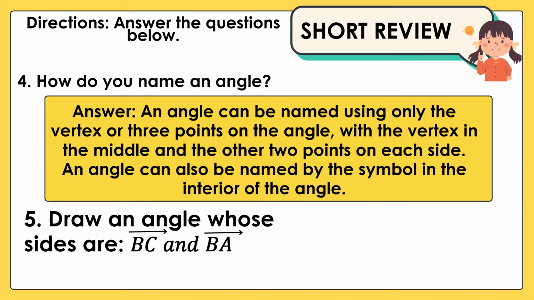Number 5. Draw an angle whose sides are BC and BA. And here is the answer.